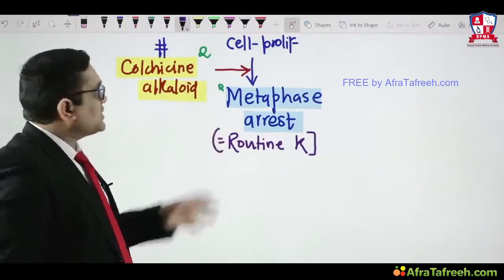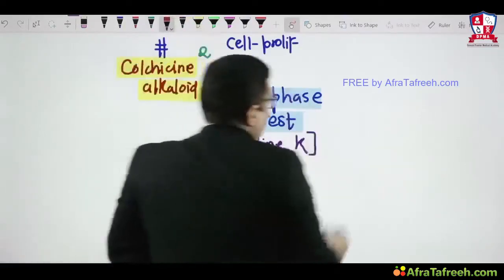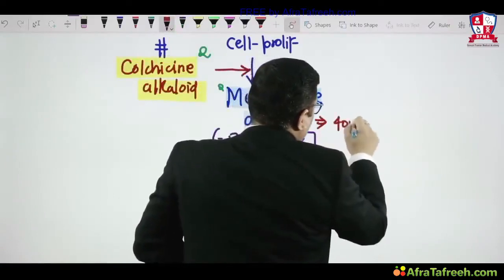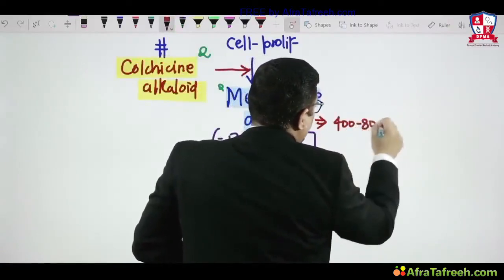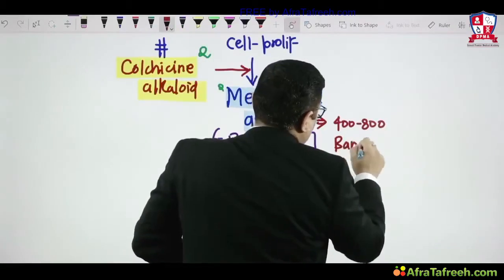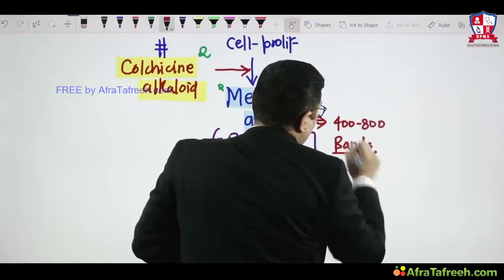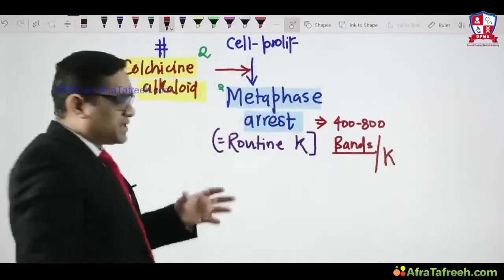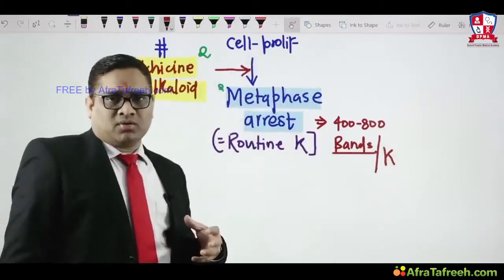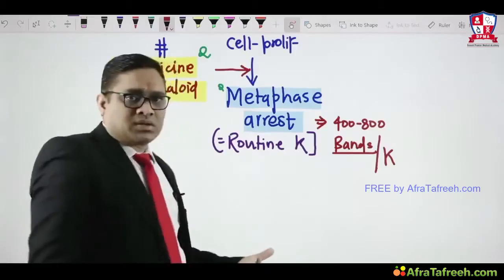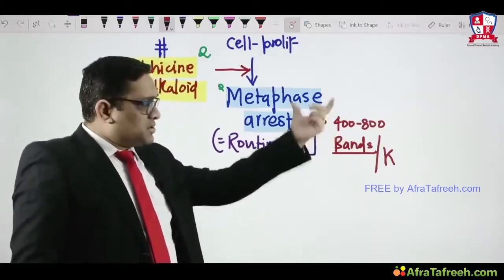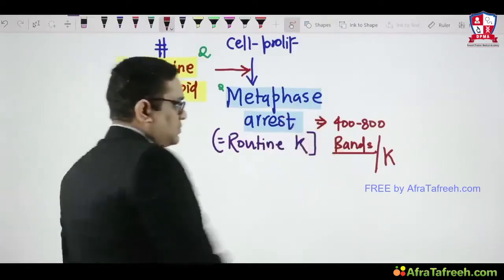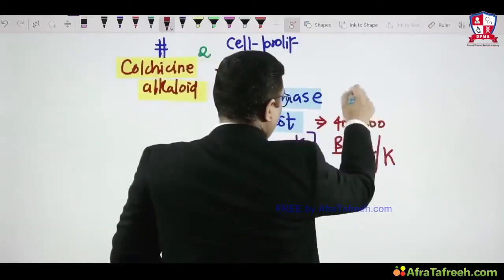The drawback of metaphase arrest is that we can see only limited bands. You can see only 400 to 800 bands per karyotype, so this is a very small kind of unit. This is the resolution of karyotyping, and the resolution is very low.